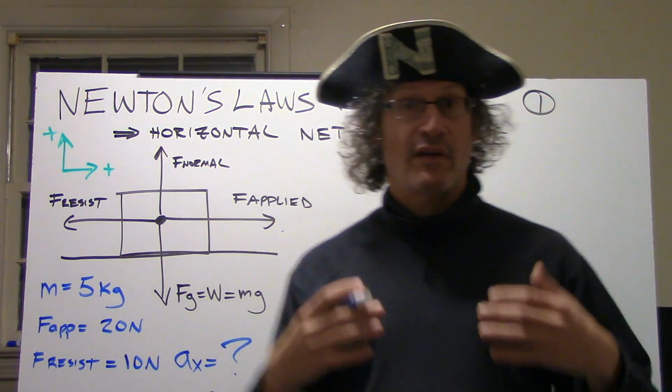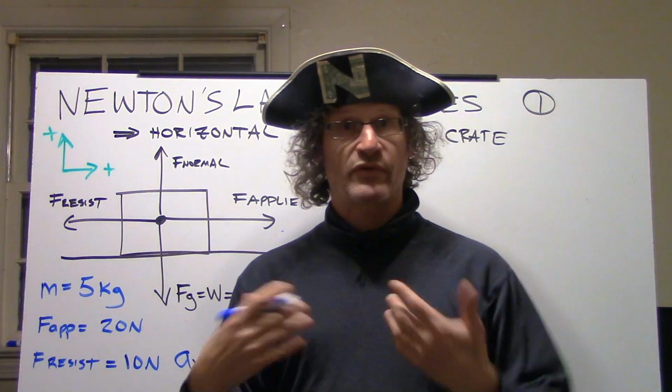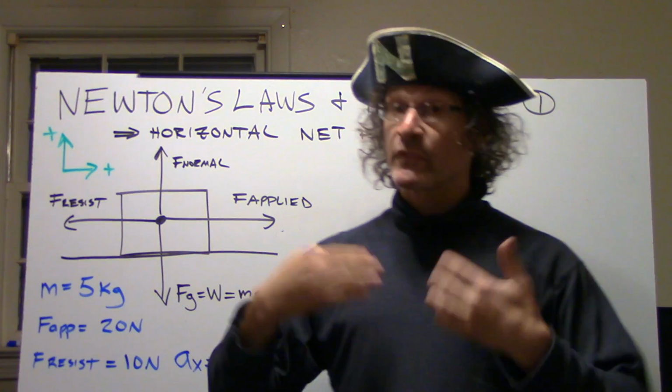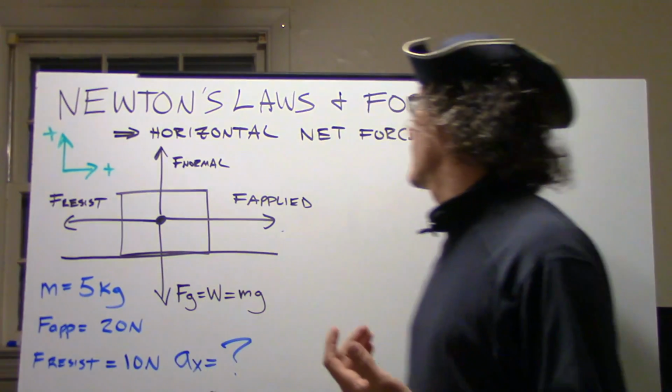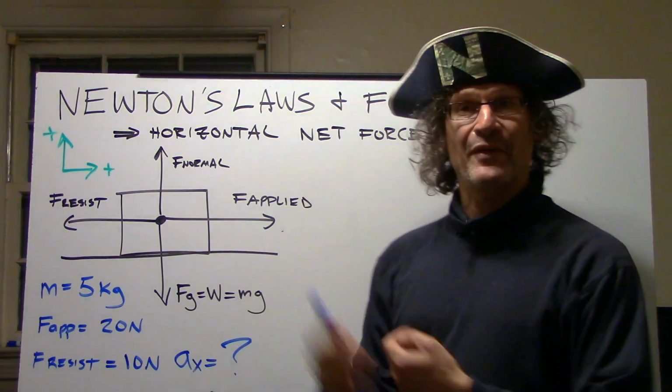This case involves a horizontal net force. We're trying to find the net force horizontally. From the net force, we're going to try to determine what the acceleration of the object is in the horizontal direction. This is known as a crate style problem because, well, we have a box. It's a crate.